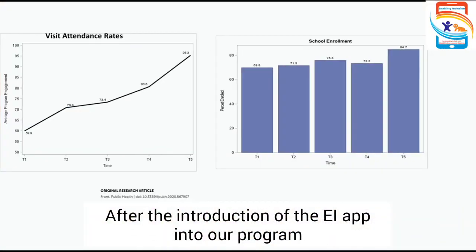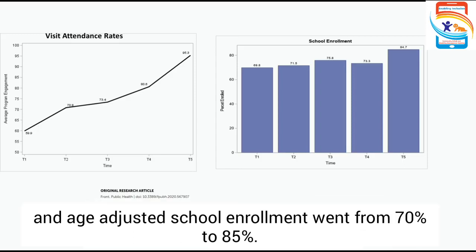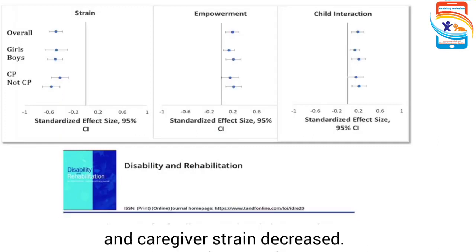After the introduction of the EI app into our program, visit attendance rates improved from 60% to 95%, and age-adjusted school enrollment went from 70% to 85%. Child development, family empowerment, and parent-child interaction improved, and caregiver strain decreased.